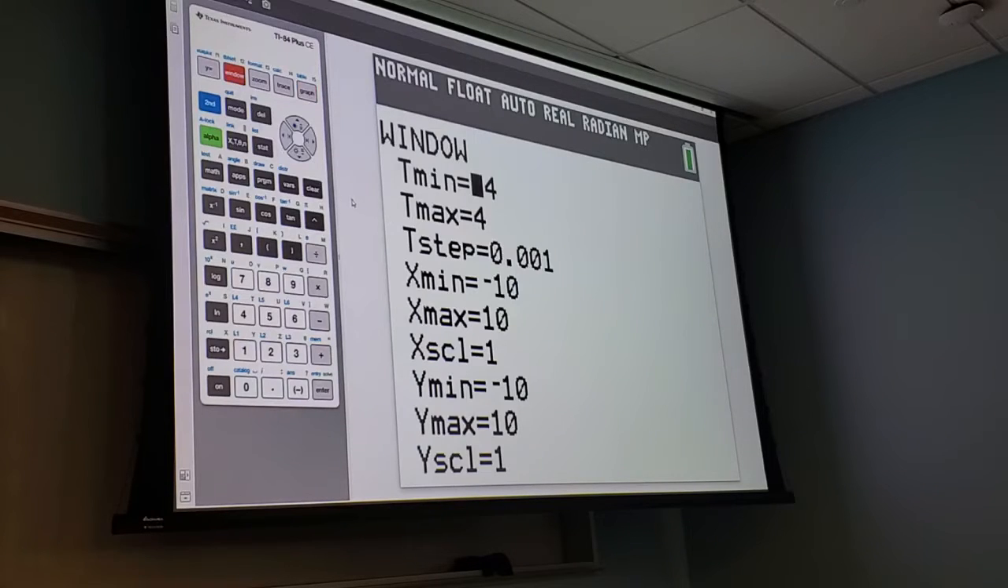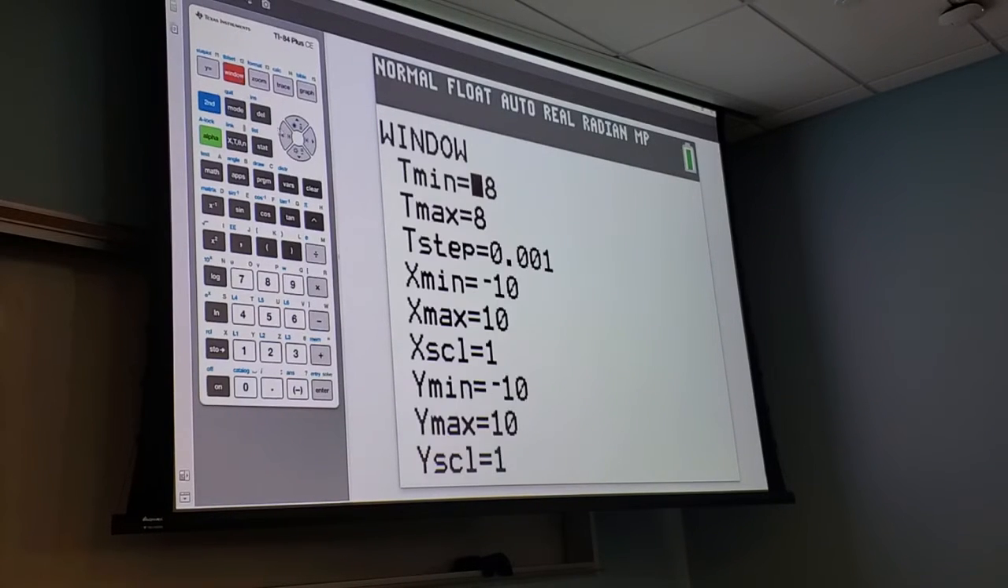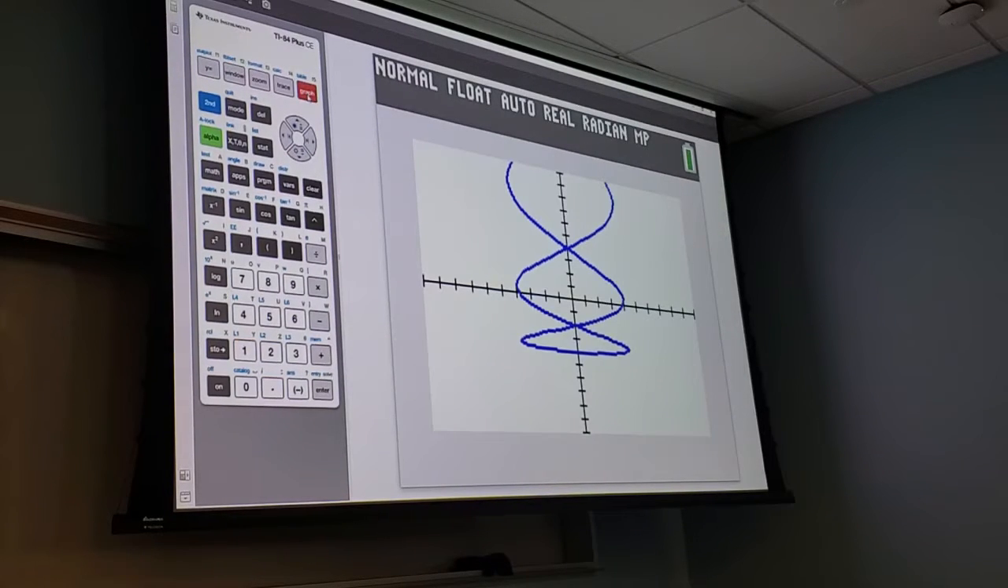Real quick, what if I let t go between -8 and 8? Let's see what happens. I'm really pushing this poor little dude. -8 to 8, let's make this 0.1 so it doesn't freak out. There we go. Look, it just keeps going up.